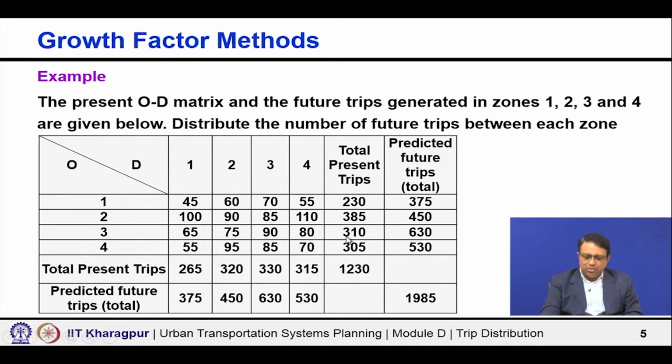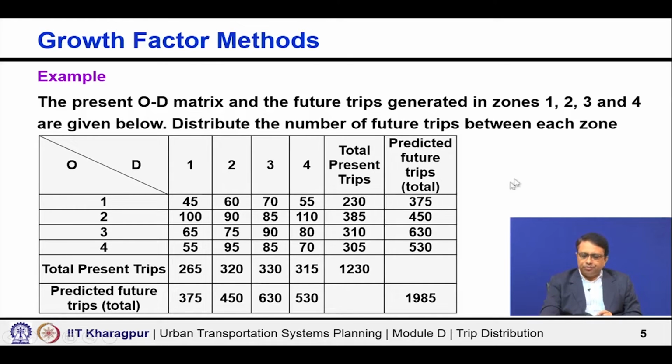Interestingly, in this example problem Tij is not equal to Tji. You can see 1 2 is 60, but 2 1 is 100; 1 3 is 70, 3 1 is 65. So it is not a matrix where Tij equals Tji.